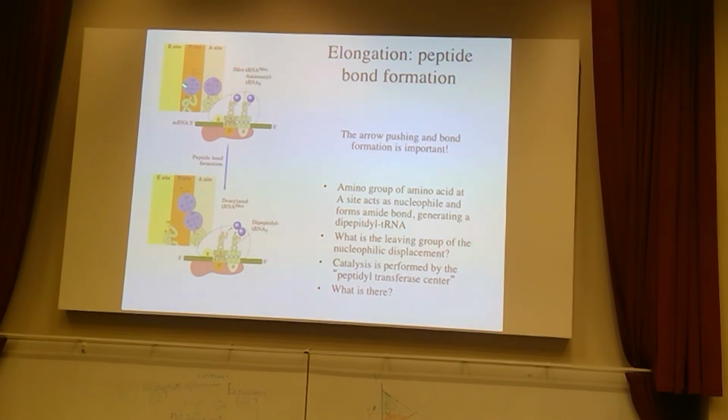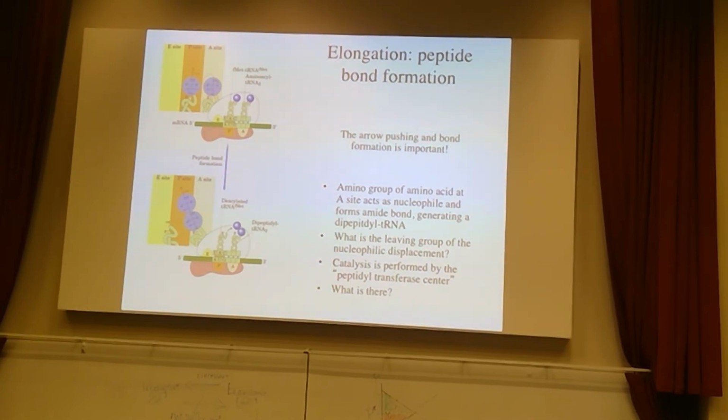This reaction, this nucleophilic attack, no surprise, it's being catalyzed. The ribosome is a catalytic entity. The catalysis is performed by the portion of the ribosome called the peptidyl transferase center. What is at the peptidyl transferase center? I was jumping up and down about this on Tuesday. I was so excited about it that I couldn't help but give you a preview.